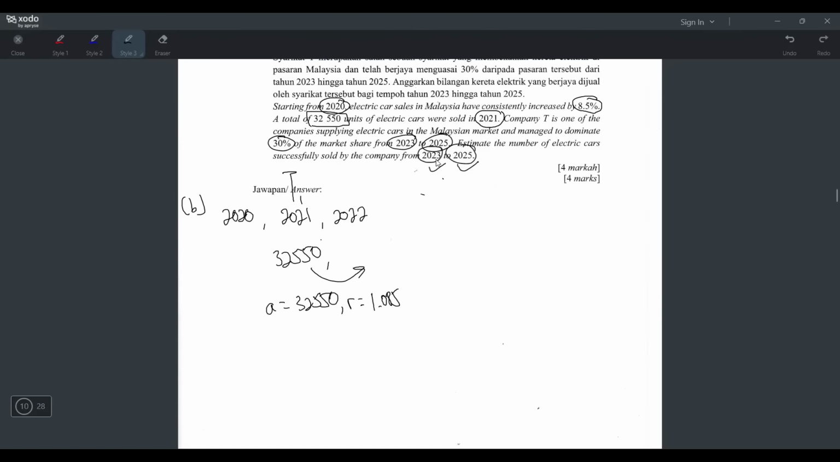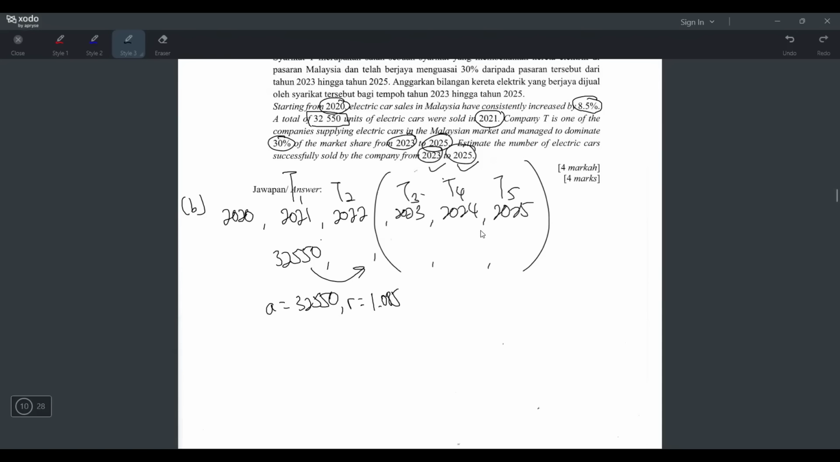So how to find 23 to 25? All right, 21, 22, the next one will be 23 already. And then next one will be 24 already. And then next one 25, right? But your T1 is 2021. So this will be your T2, this will be T3, this will be T4, this will be T5. And since you want the number from 23 to 25, means you want here, right? That means you need to find the T3 plus the T4 plus the T5.